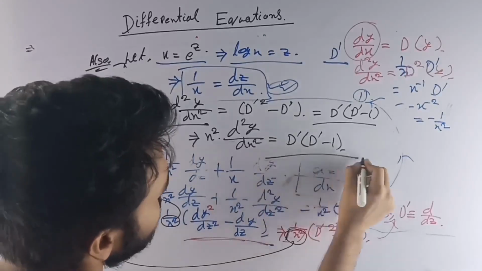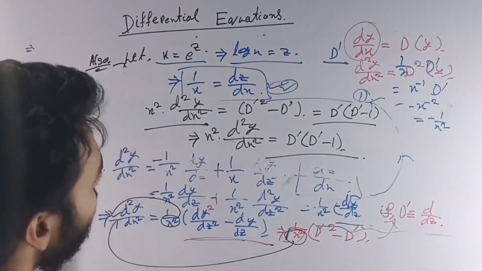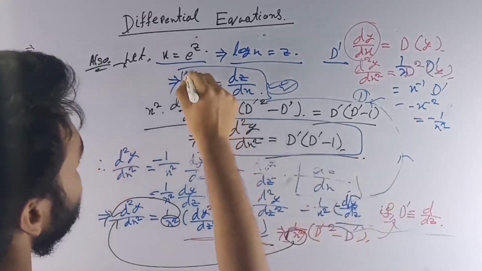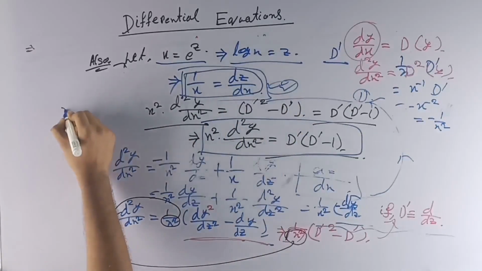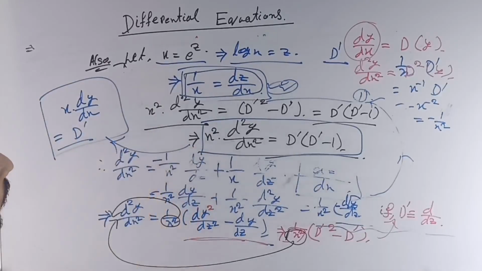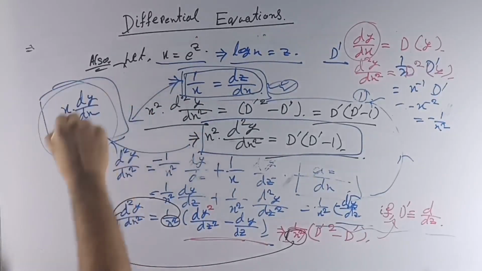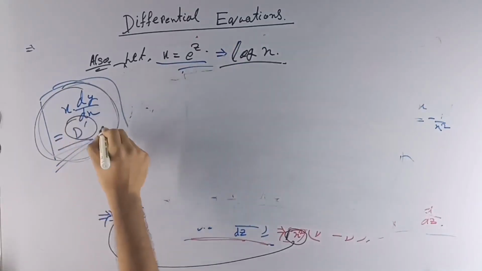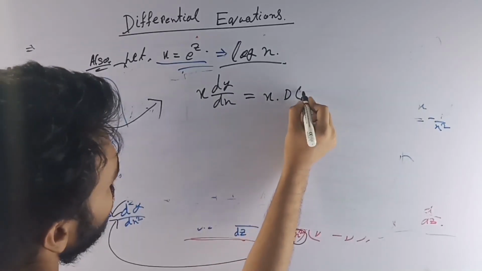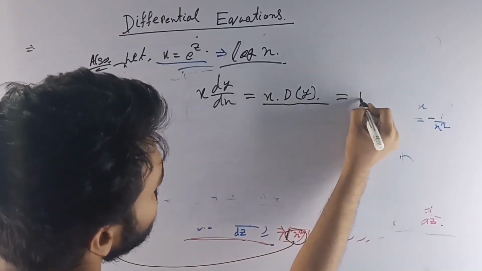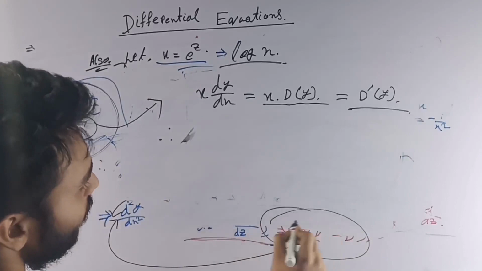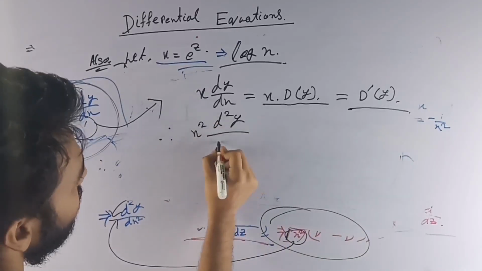Okay, so now x square times d2y by dx2 equals D naught times (D naught minus 1). It's very easy. As well, if you have x times dy by dx, that's only D naught. So I write here x times dy by dx equals D naught only, and that's it. That's very easy and very simple. Now therefore x times dy by dx equals x times d by dx of y, that equals D naught of y. It's very easy, very important and very interesting also.